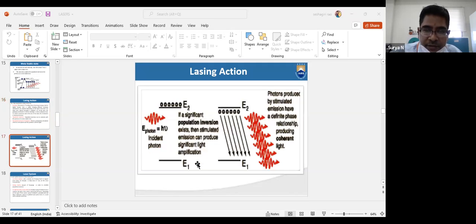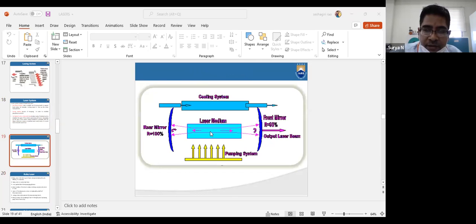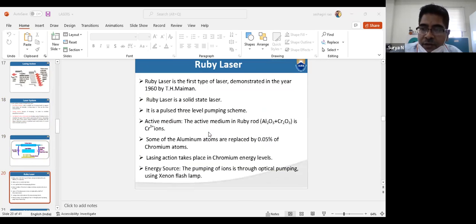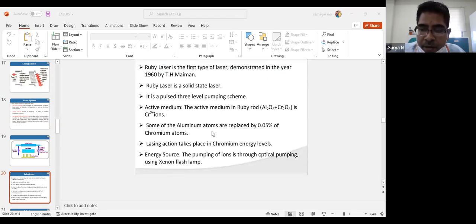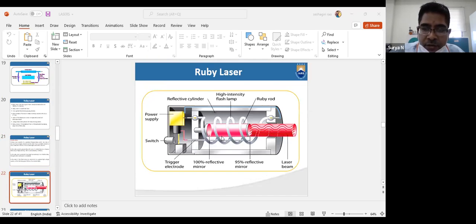This is the laser system. As we have seen yesterday, a laser system is composed of some components: the active medium, the energy source, and the optical cavity. And there we have seen some of the fundamental cases for the different types of laser. One of them is the ruby laser, where we have seen the combination of Al2O3 plus Cr2O3, right? And this is the construction of the ruby laser.